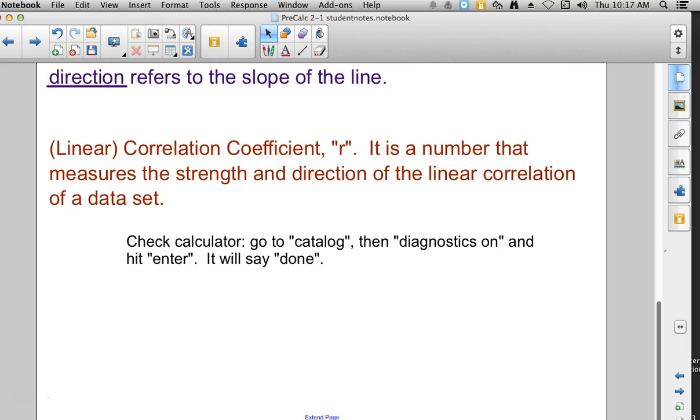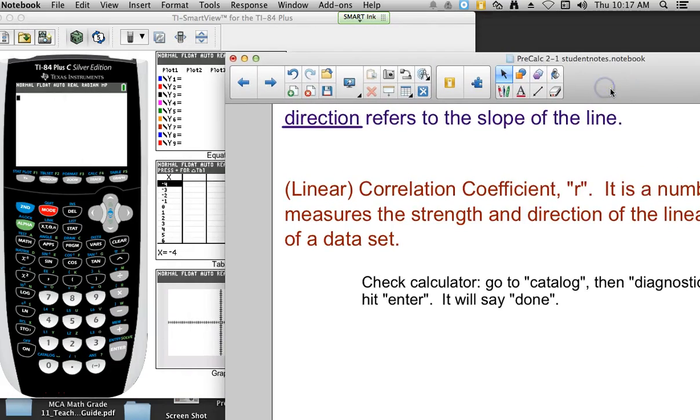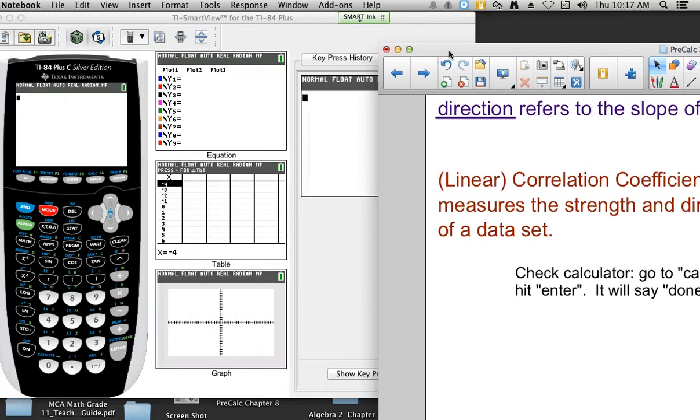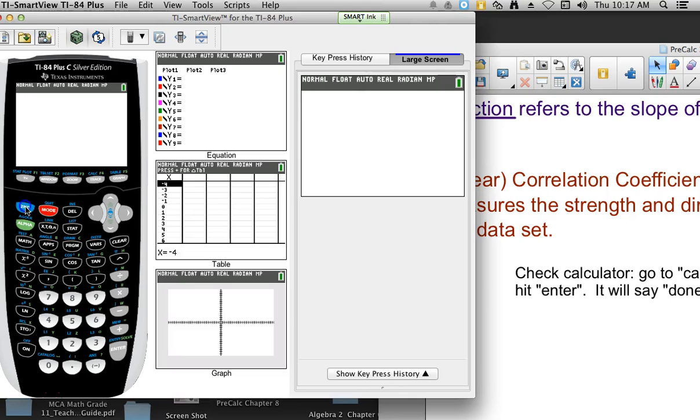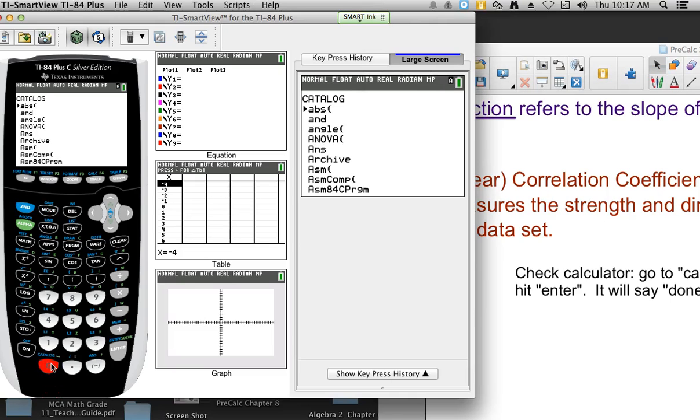I think there's one regression problem in your homework. And to do that, some of you have the newer calculators which just keeps it on all the time. But the rest of us have to go to second 0 because that's the catalog of all the wonderful stuff that's in your calculator. And then you have to go down until you get to diagnostics on, because diagnostics is where we get our correlation.